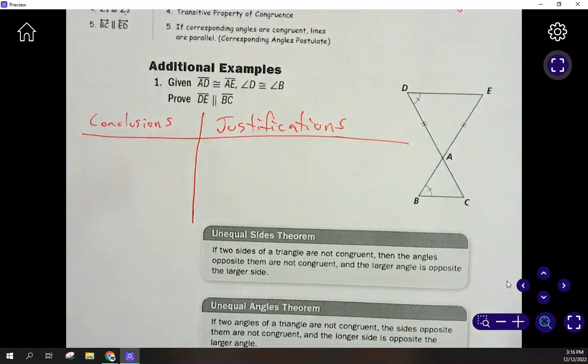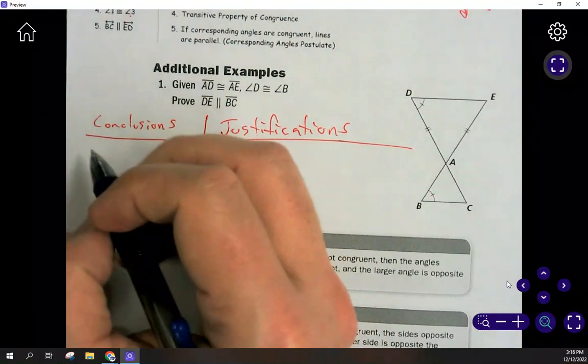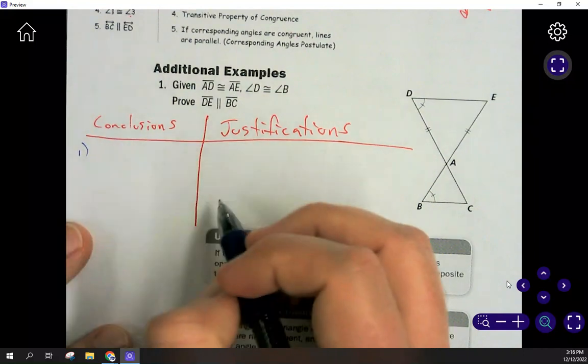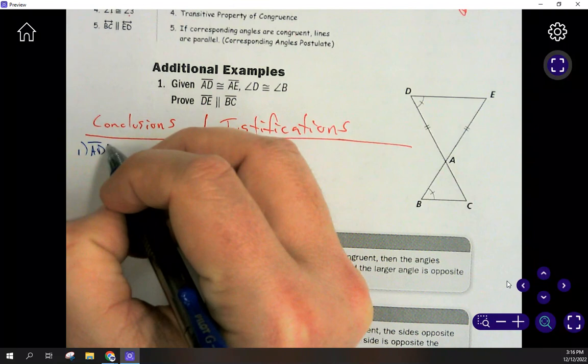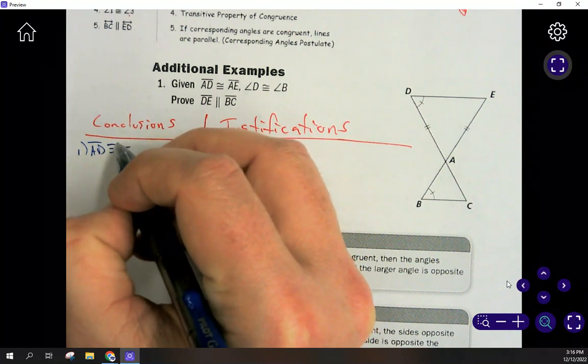And our justifications. All right, the first thing you should do is just state what you've got, and I'm going to put it all in there. So everything that was given to us. AD is congruent to AE.